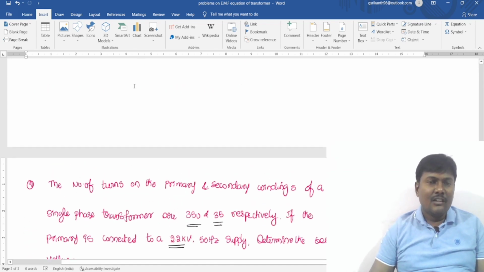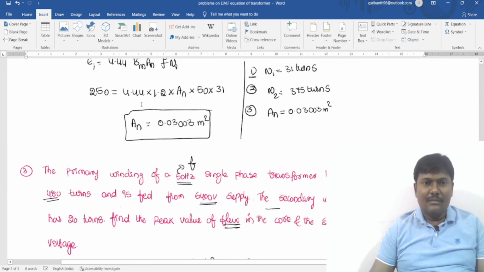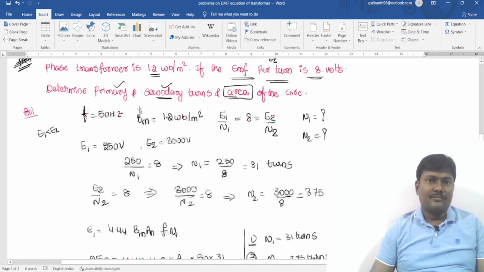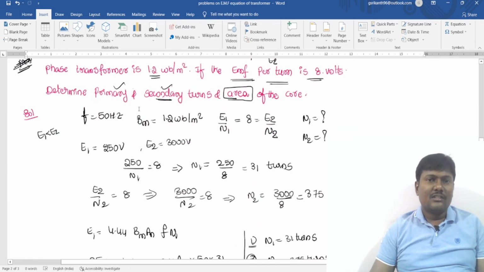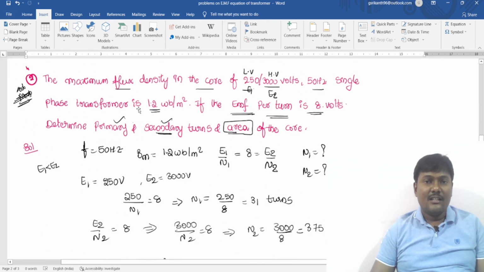Friends, from this EMF equation, definitely you may get 8 marks for derivation and 7 marks for problem. And this type of questions are repeated in university examinations so many times.